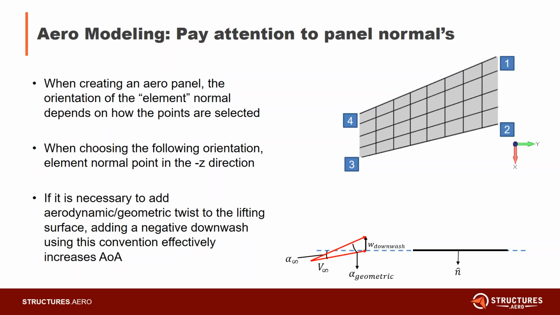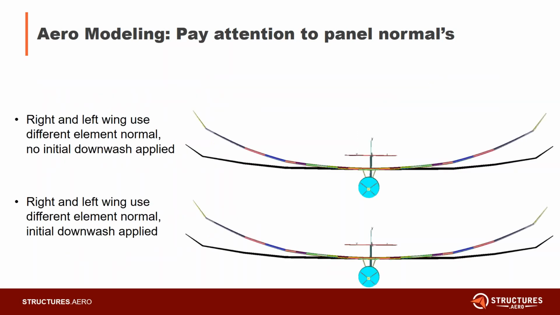Generally speaking, these kinds of effects won't come up too much, but if you start modifying the aerodynamic model manually this way, you do need to be aware of these subtleties. Here's a perfect example of that. We have our model. I ran a static aeroelastic trim. I think it was a steady level flight.